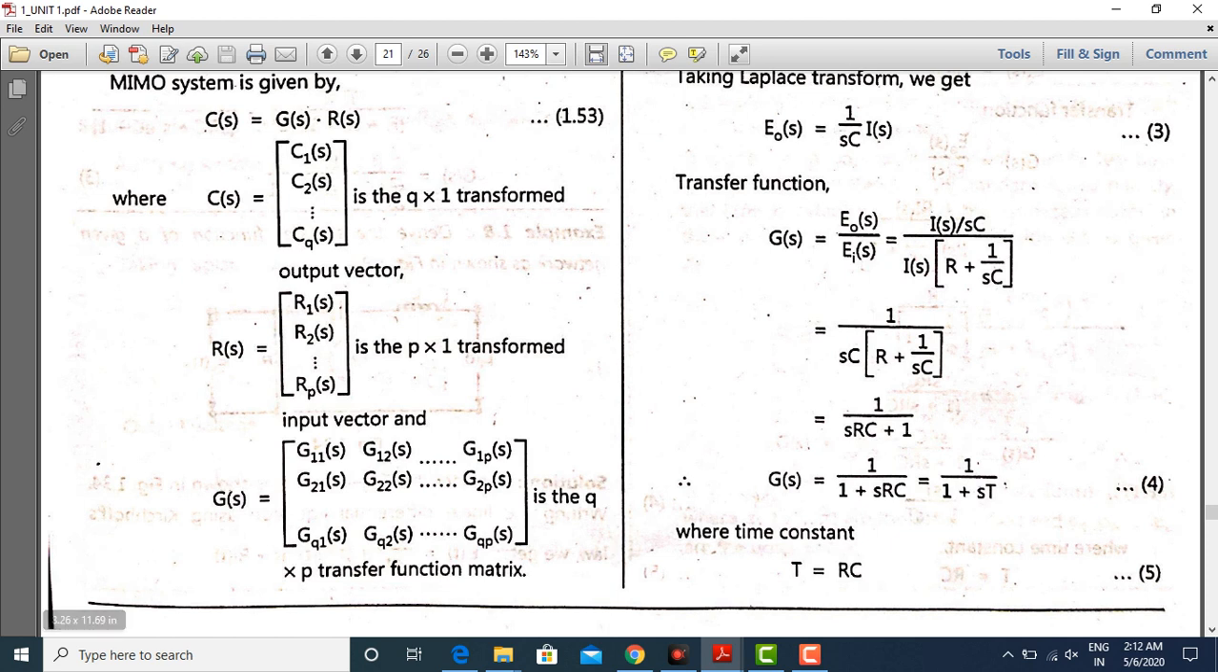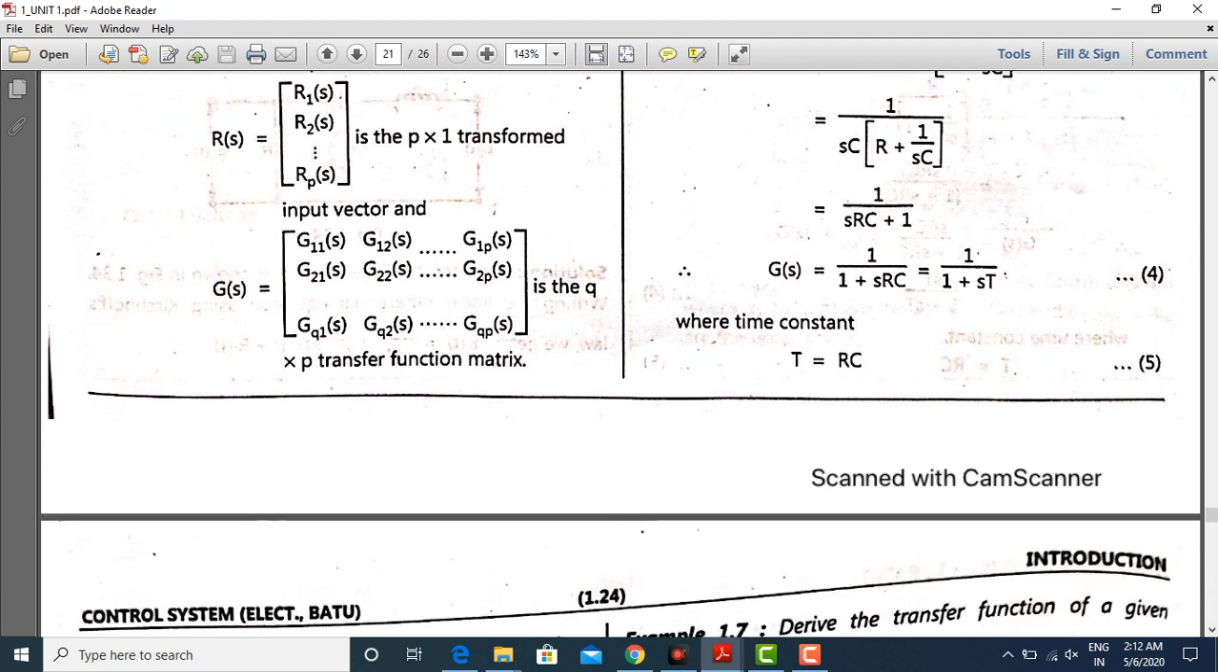Your system can have any order: 1 by 1, 1 by 2, 2 by 2, 3 by 3, 5 by 5 and so on, infinity by infinity. So you can describe this by this equation.